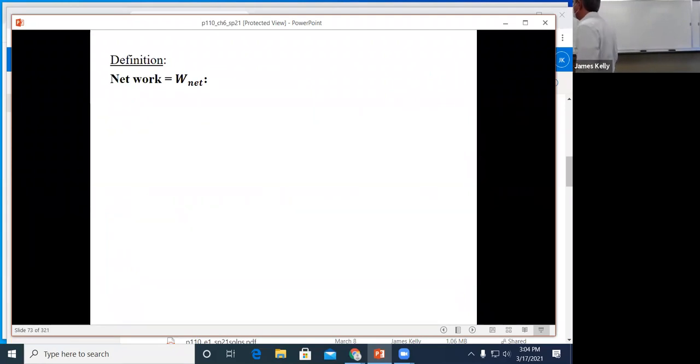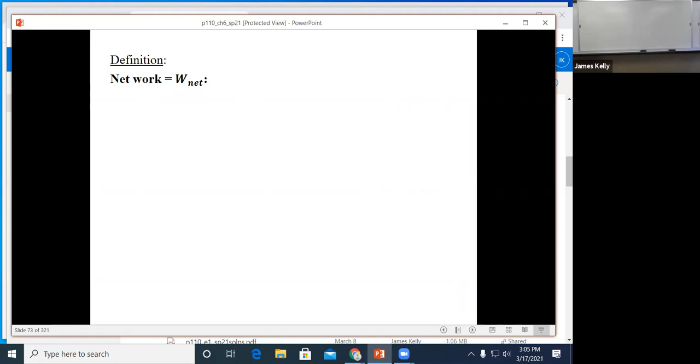Now, here's a new definition, or a new way of using words: the net work. You have to hold your breath at the beginning of this chapter, because we're going to find out why we care about work. Right now, it's just a definition that I made up, or Giancarlo made up, but we'll see why it's useful. And the net work is part of that.